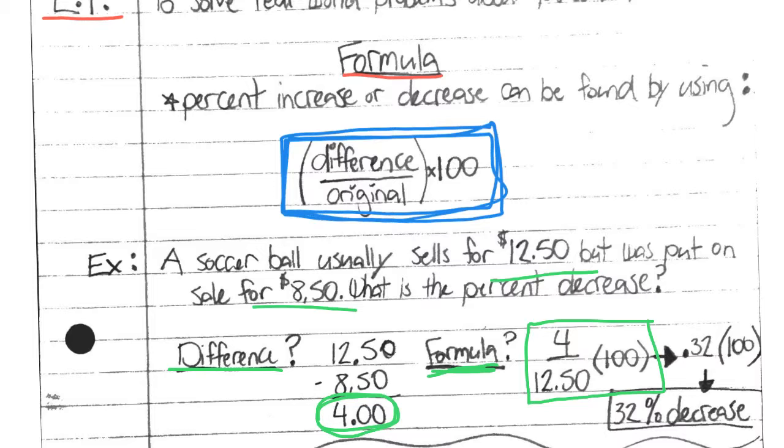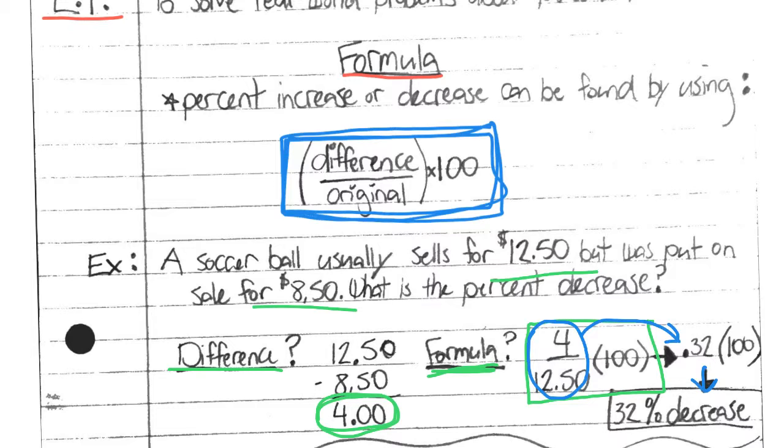And 4 divided by $12.50, so just this part, 4 divided by $12.50, that comes out to be 0.32 or 32 hundredths. Now I still have to multiply that by 100. So you do the division first and then multiply that by 100. 0.32 times 100 gets us a final answer here of 32% decrease.